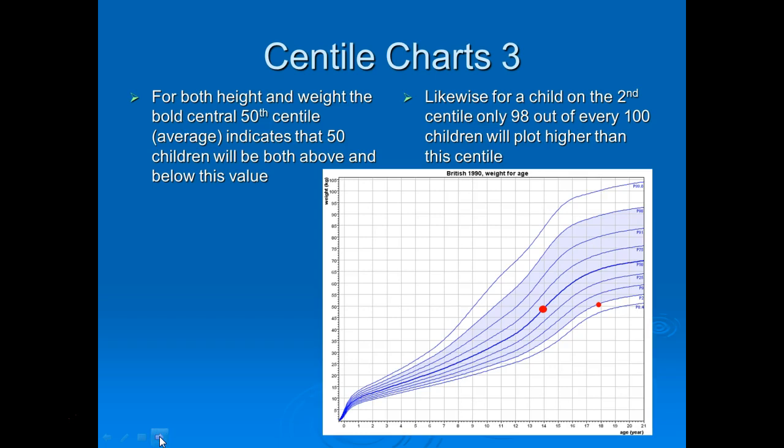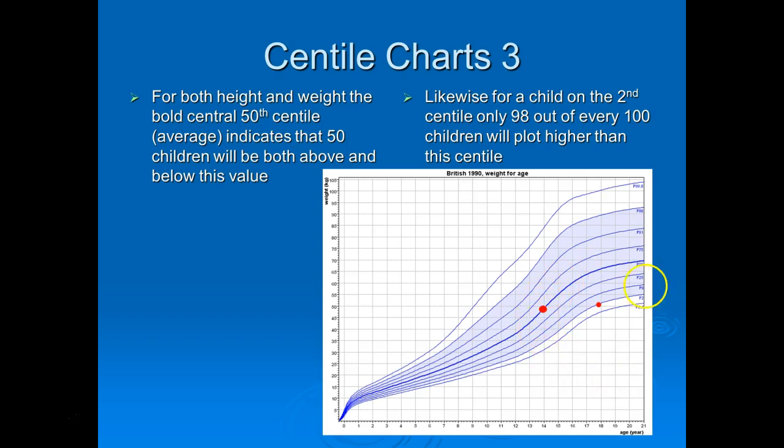So for both height and weight, the bold central line here indicates the 50th centile. This is average for the population, and what this tells us is if somebody is sitting on the 50th centile, there will be approximately 49 children taller than them and approximately 49 children shorter than them. And children fall across all types of centiles for different reasons.